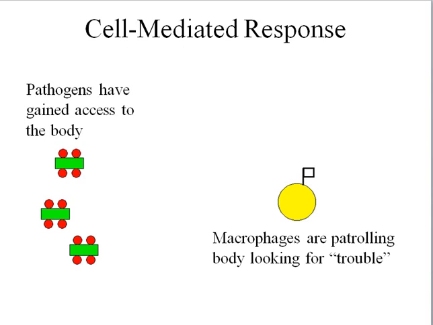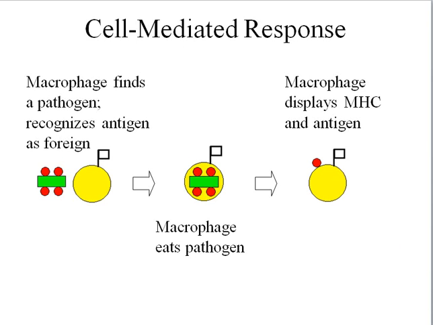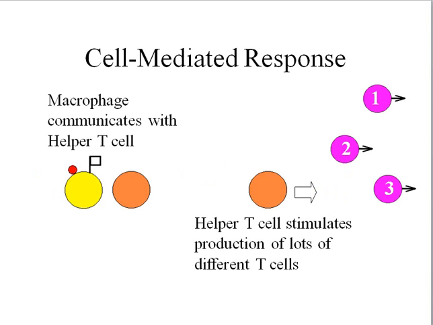As in the antibody-mediated response, macrophages first find the pathogen which has invaded your body. The macrophage eats the pathogen and displays its antigen on the plasma membrane. The macrophage communicates with the helper T cell. The helper T cell this time produces chemical signals that cause your body to start producing lots of different T cells. These T cells can kill infected body cells by producing a chemical which eats holes in the plasma membrane, therefore killing the infected cell.